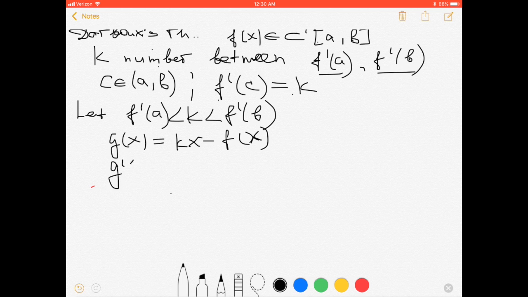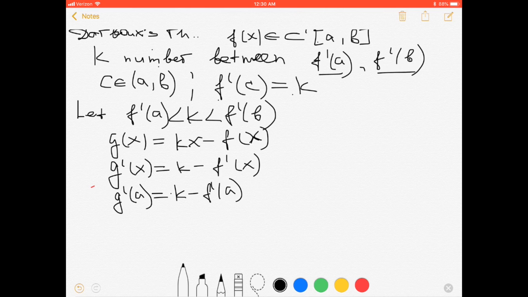The derivative of this function will be k minus f prime x. If we plug in points a and b, g prime of a will be k minus f prime of a, and we know it's positive. And g prime of b will be k minus f prime of b, which will be negative. This means the function increases and then decreases.